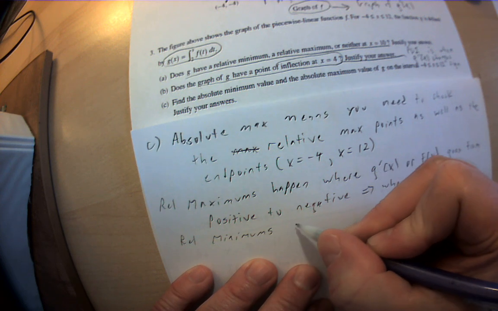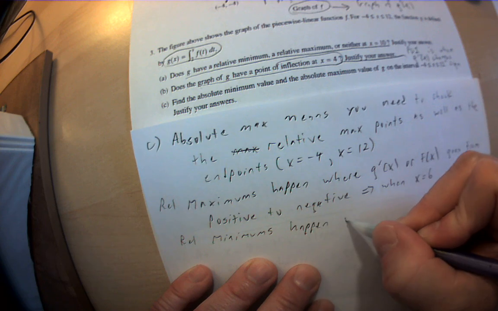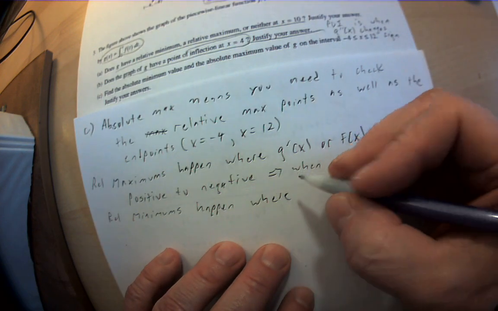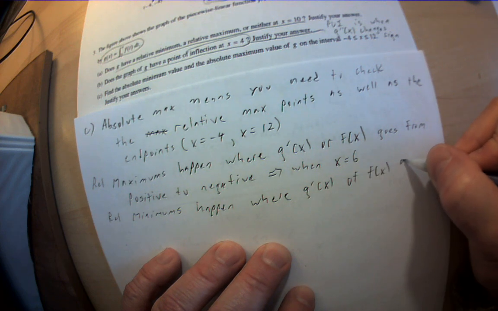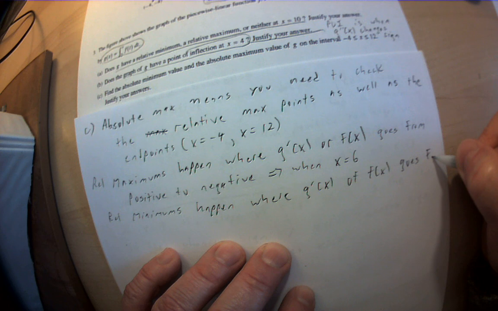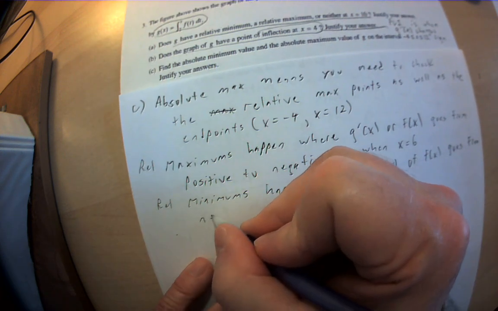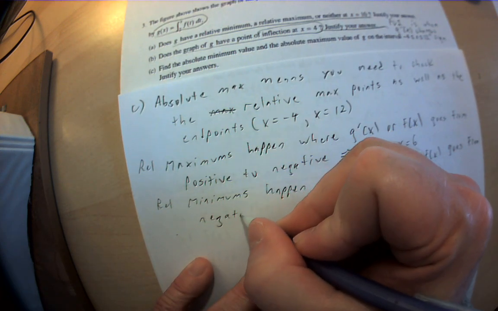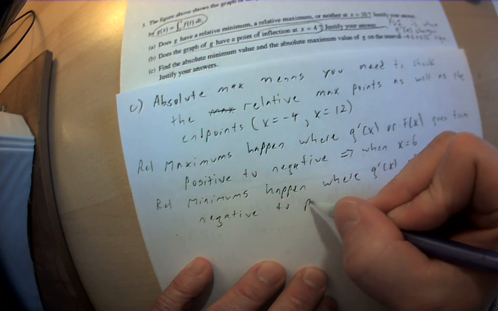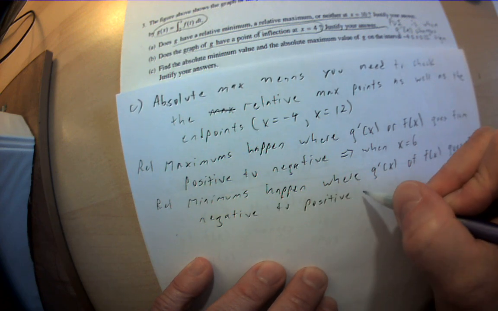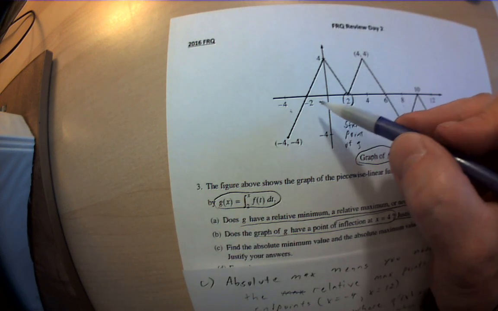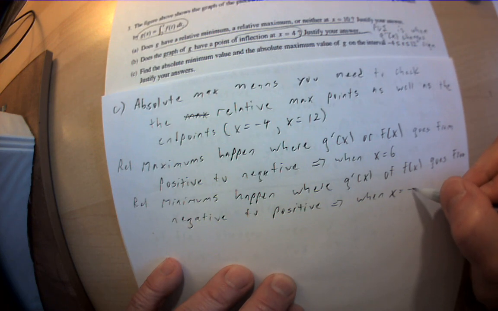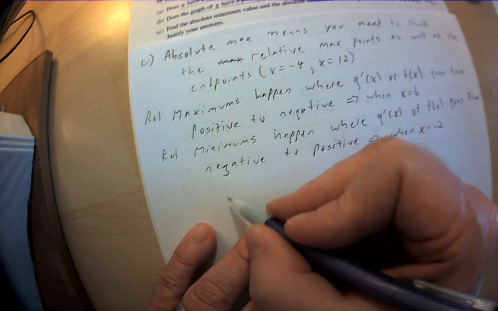Relative minimums happen where G prime of X, or f of X, goes from negative to positive. Therefore, when X equals, let's see, so it's right here, X equals -2. I was negative, now I'm positive. X equals -2. Okay? So guys, I'm going to make a little table.